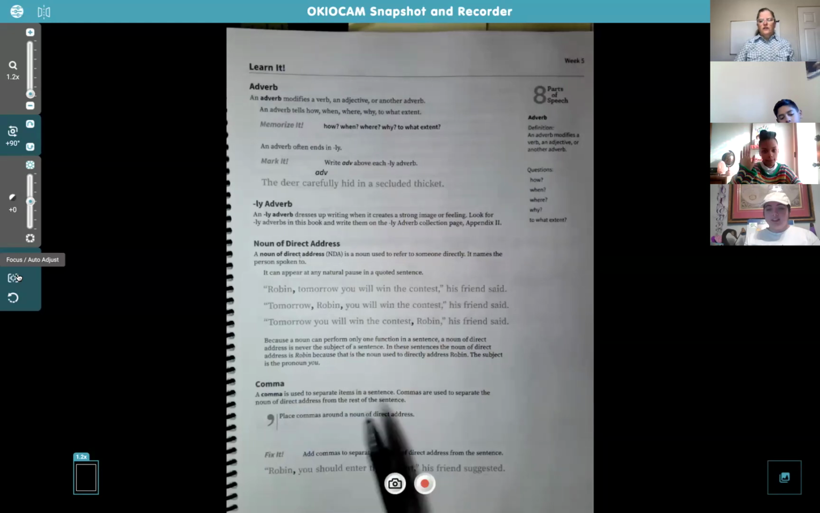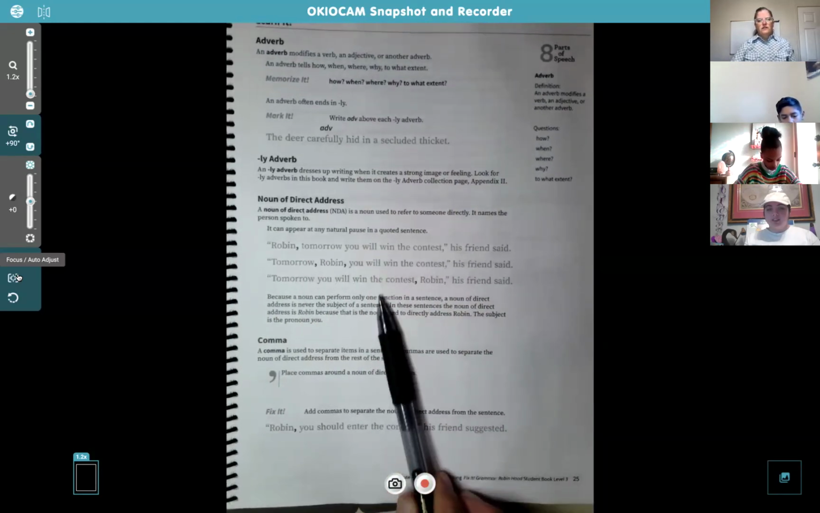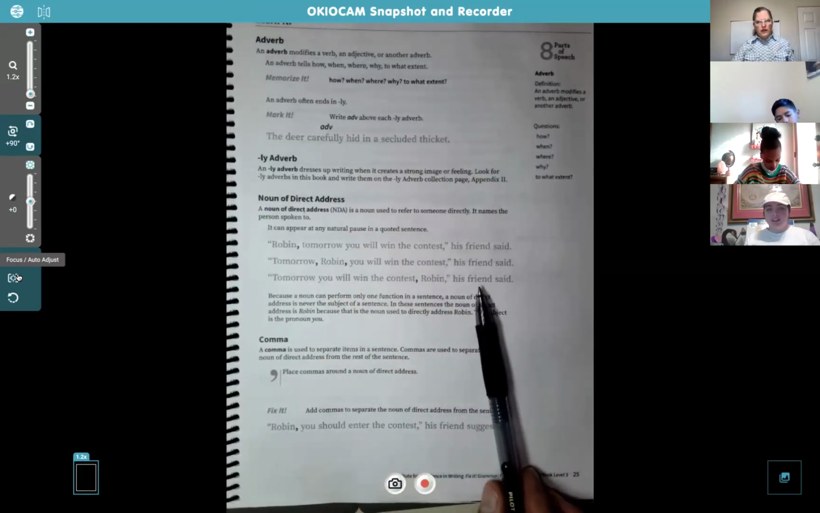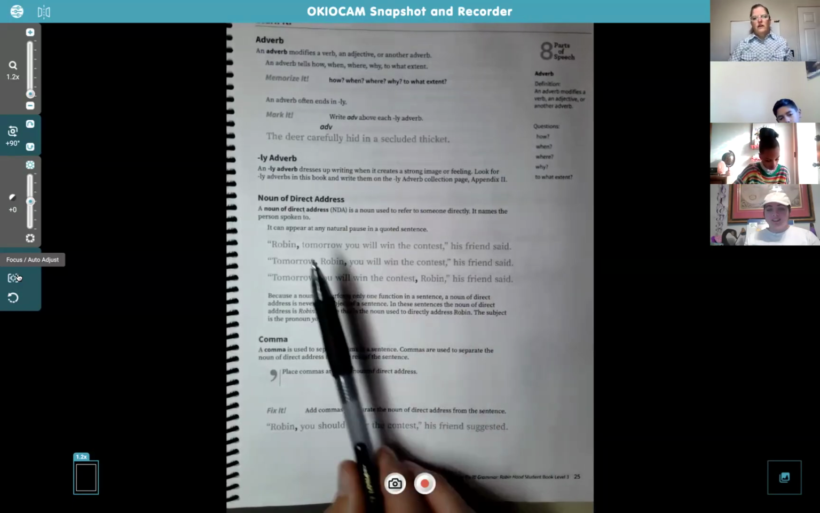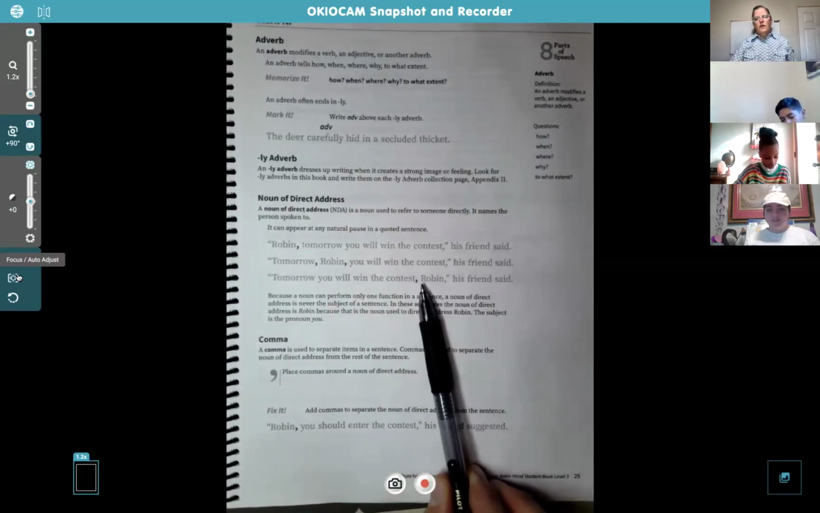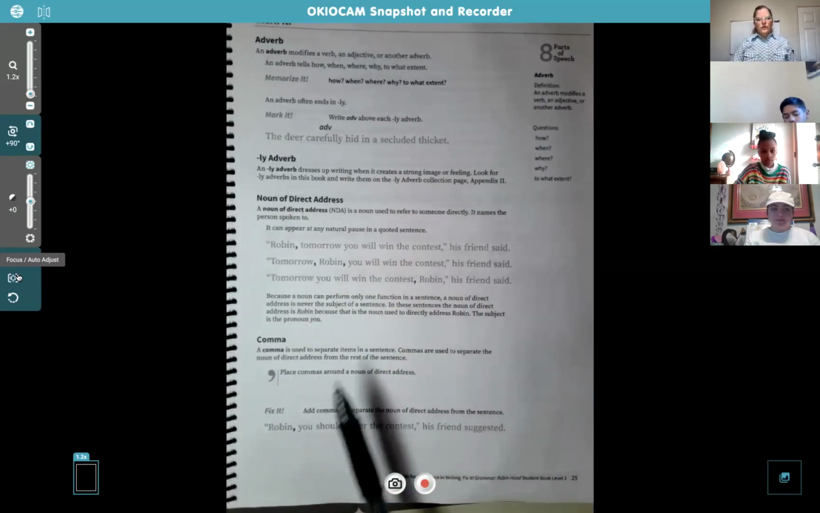All right. And then there's a comma rule. And we can kind of see they made the commas dark in these examples right here. So it just depends on where the noun of direct address is in the sentence. Put a comma around it. If it's first, comma after. If it's in the middle, comma before and after. If it's at the end, comma right before. And there's one after, but that's just because it's the end of the quote here. Okay. So those are the comma rules.